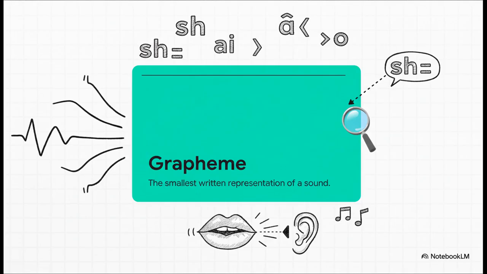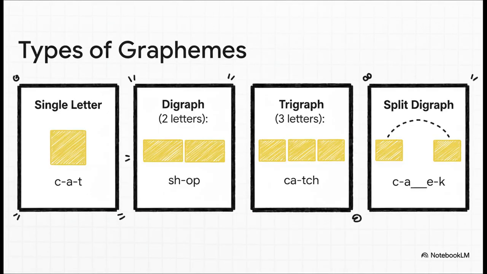Think of it like a recipe. The grapheme is the written instruction for a noise you make with your mouth. And this is where it gets kind of cool. Sometimes that recipe is simple, just one letter, like the C in cat. But sometimes letters team up, two letters making one sound, like sh in shop. That's a digraph. Or even three letters, like TCH in catch. That's a trigraph. They can even be split apart, like the A and E in cake, making that single A sound. But no matter what, it's always just one sound.